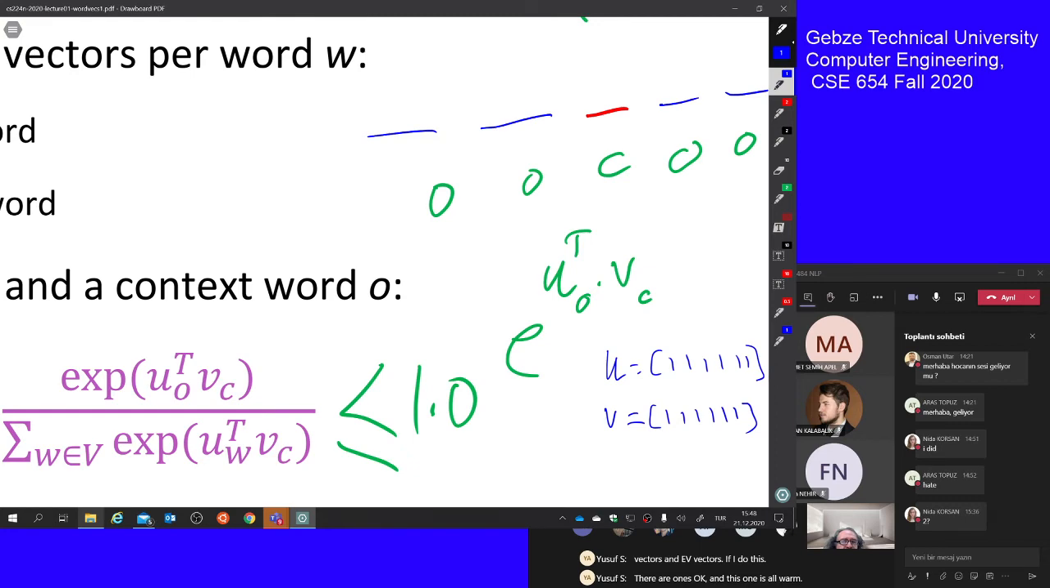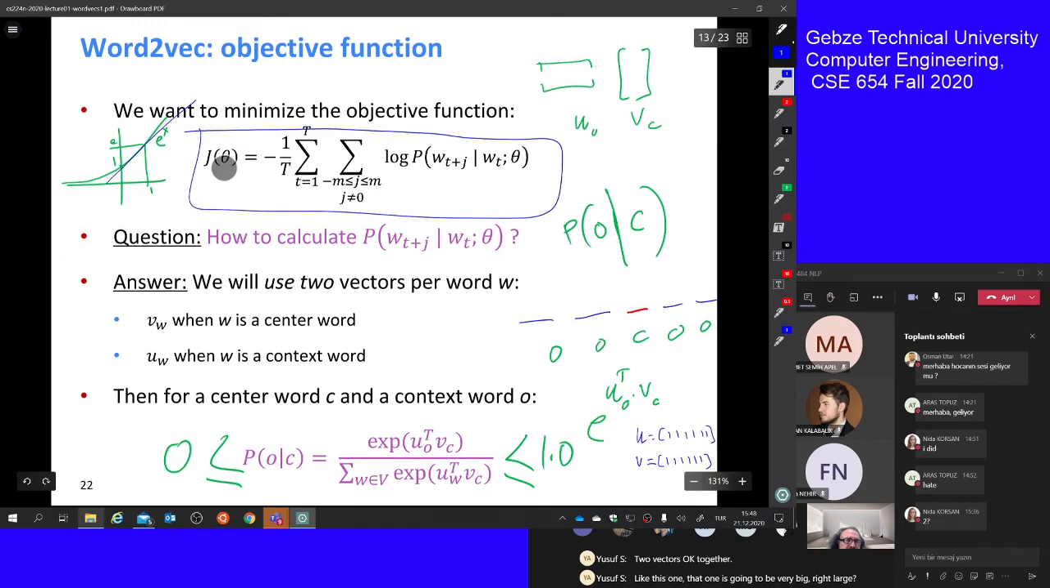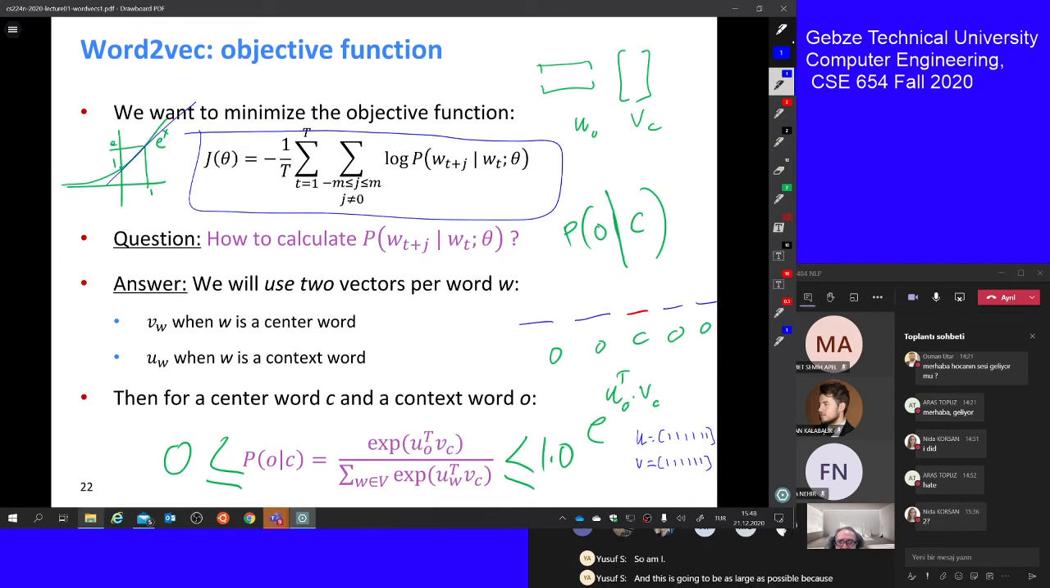So if I multiply two vectors together, like this one and that one, the result is going to be very big, right? Large. And this is going to be as large as possible, because whatever the words are doesn't matter. It's going to be large, right? What is the problem with this?